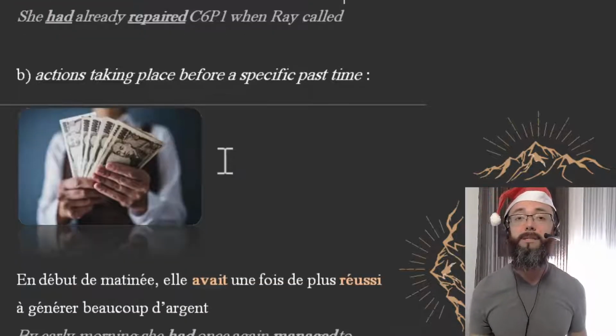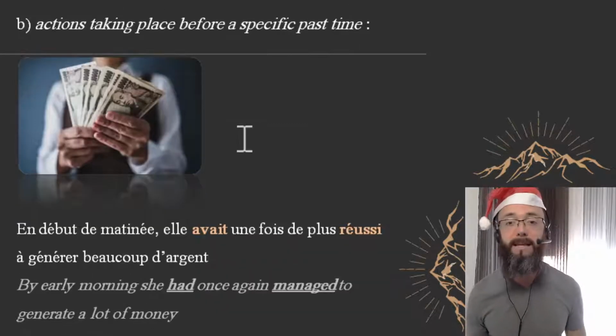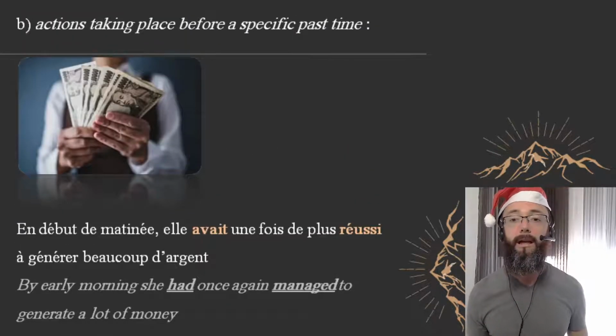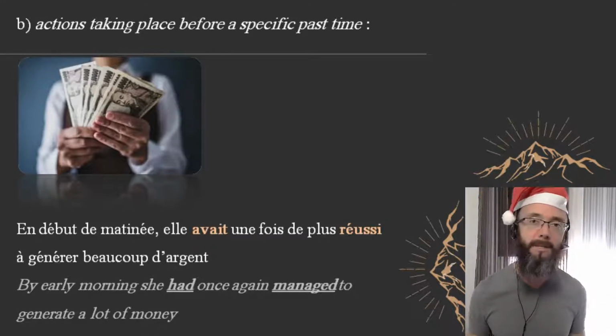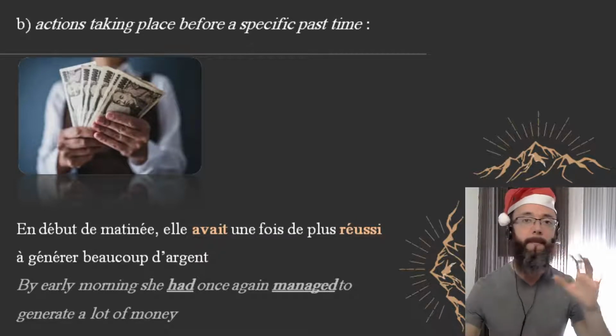Another example is actions taking place before a specific past time. And that's already it for the uses. So you see, it's not a very, very common tense, but it's quite important to know it, because in French we have the imperfect, like j'étais, and then we have the passé composé.